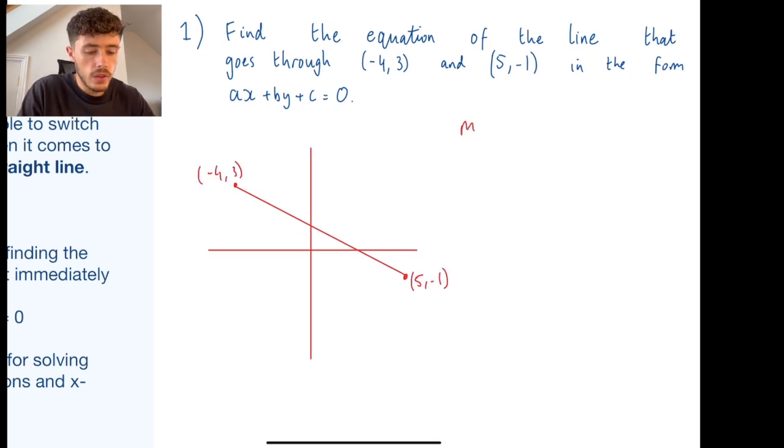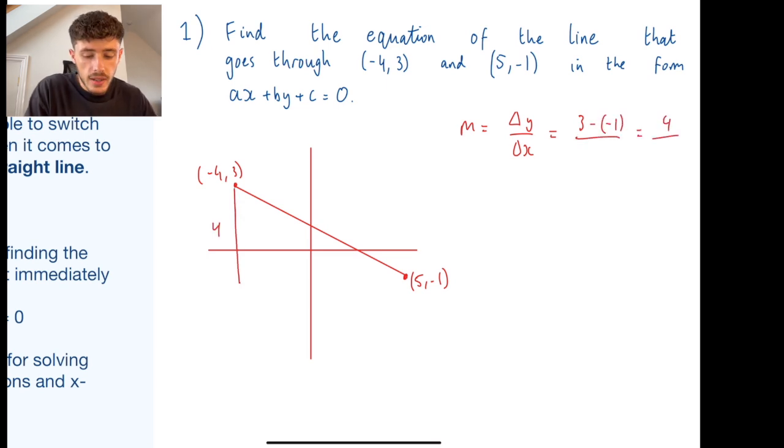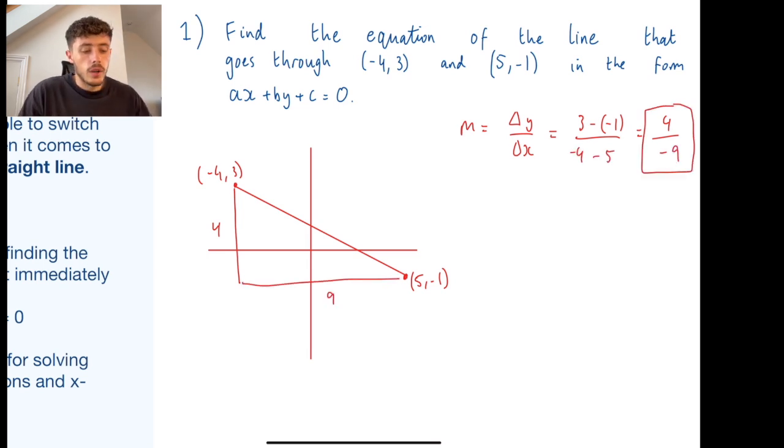So we know that the gradient of any straight line is the change in y over the change in x. So the change in y here is the first coordinate minus the second coordinate, so 3 minus -1, and that's going to give us 4 on the top. And the change in x is going to be -4 minus 5, which is going to be -9. So our gradient is -4 over 9.